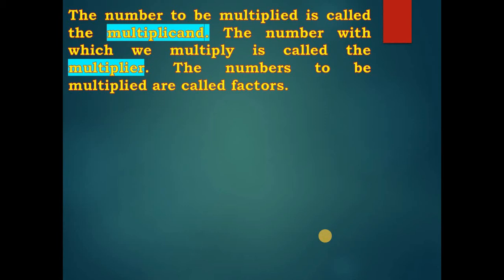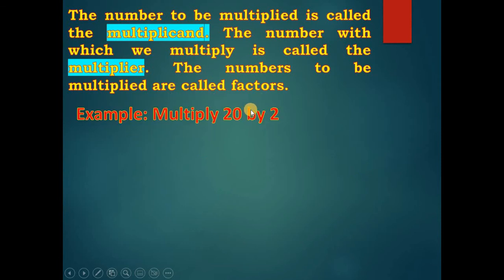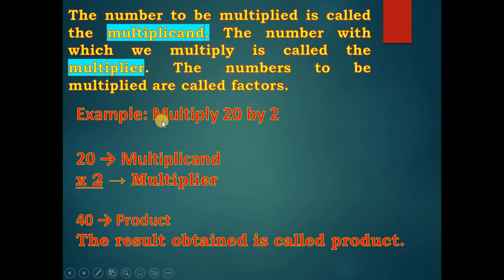So the number to be multiplied is called the multiplicand. And the number with which we multiply is called the multiplier. So the numbers to be multiplied are the factors. Okay. So example, meron tayo ditong example. So multiply 20 by 2. So itong 20 dito ay tinatawag na multiplicand. And then itong 2 sa baba ay tinatawag na multiplier. And then the result, kapag pinag-multiply natin yung 20 by 2, the answer is 40. At ang tawag dito sa 40 na ito ay tinatawag na product. So the result obtained is called the product.